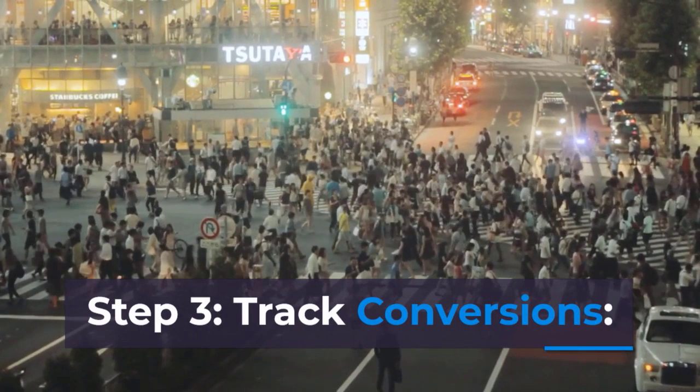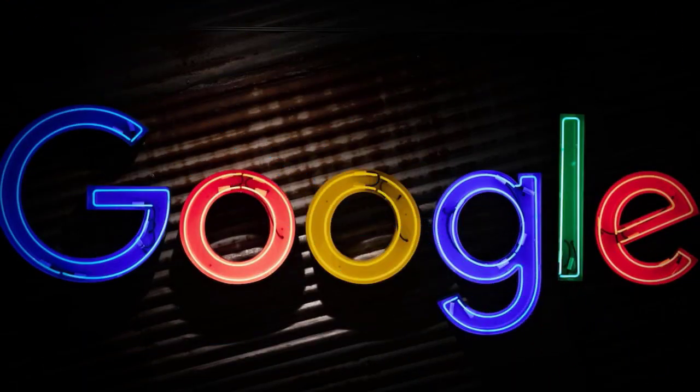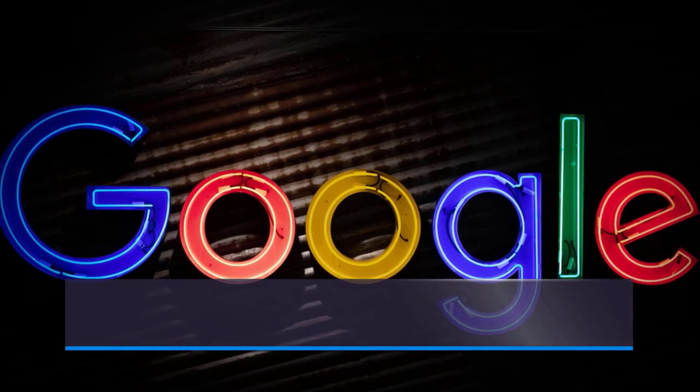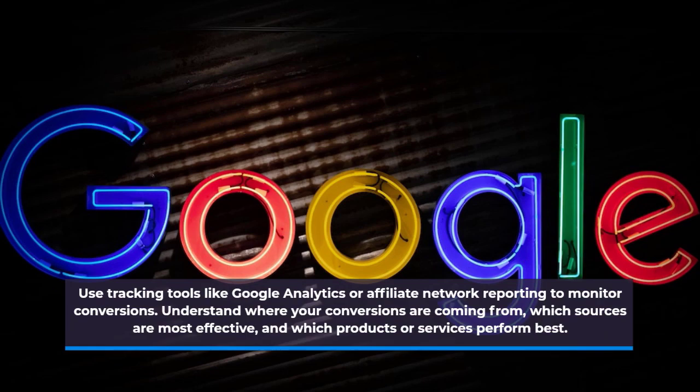Step 3. Track conversions. Use tracking tools like Google Analytics or Affiliate Network reporting to monitor conversions. Understand where your conversions are coming from, which sources are most effective, and which products or services perform best.